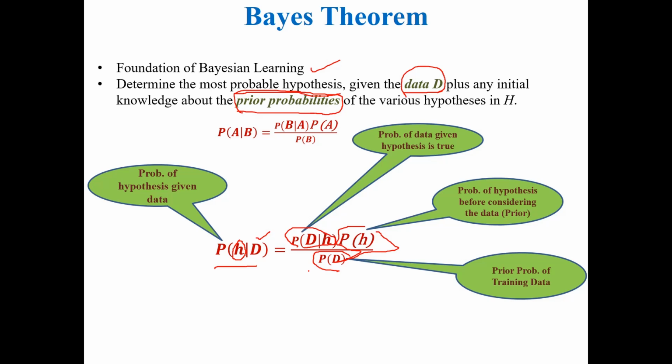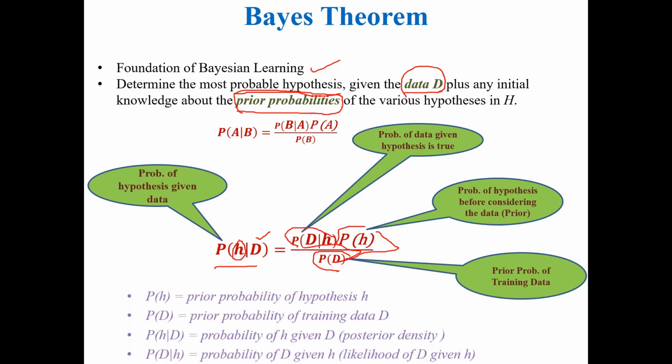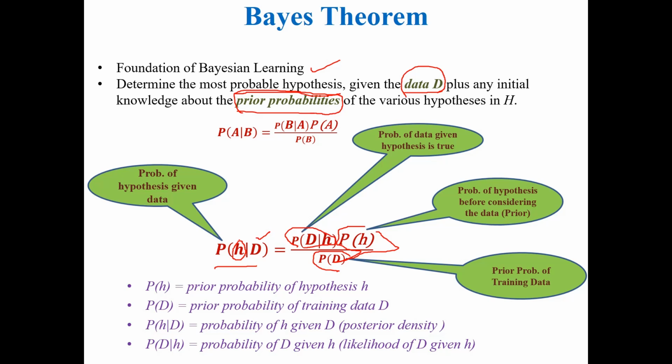But what is the prior requirement? Data should be given. If the data is given, we find the probability of the hypothesis, and we select the most probable hypothesis, the one whose probability is highest. Out of, let us say, 10 hypothesis functions, we will select the one which has the highest probability. That is nothing but the Bayes theorem, and based on this Bayes theorem we do Bayesian learning.